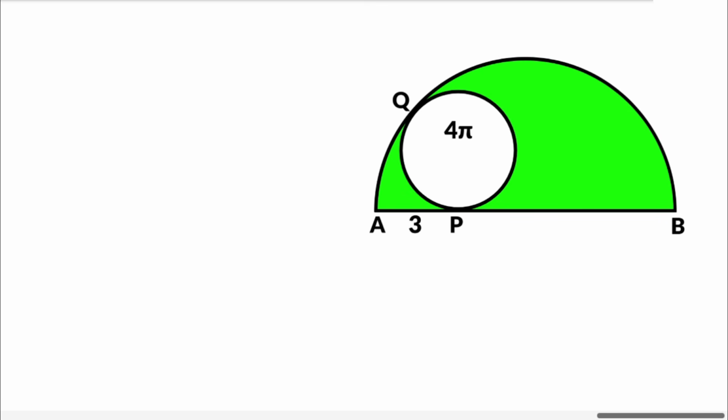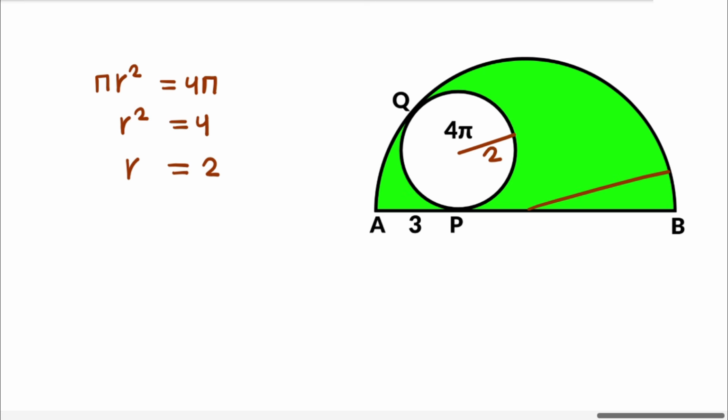Let's begin with the smaller circle. Its area is 4 pi, and the area of a circle is pi times radius squared. So we have pi times r squared equals 4 pi. Dividing by pi gives r squared equals 4. Therefore, the radius of the small circle is 2. That's our first important result. Now let's find the radius of the semicircle. Let's call it capital R.